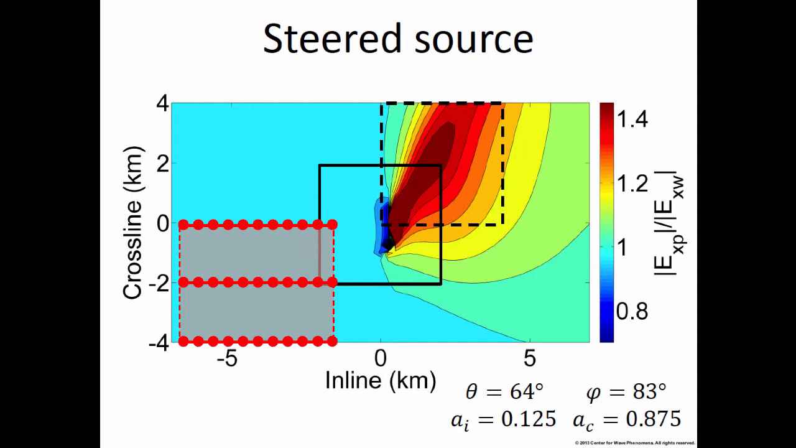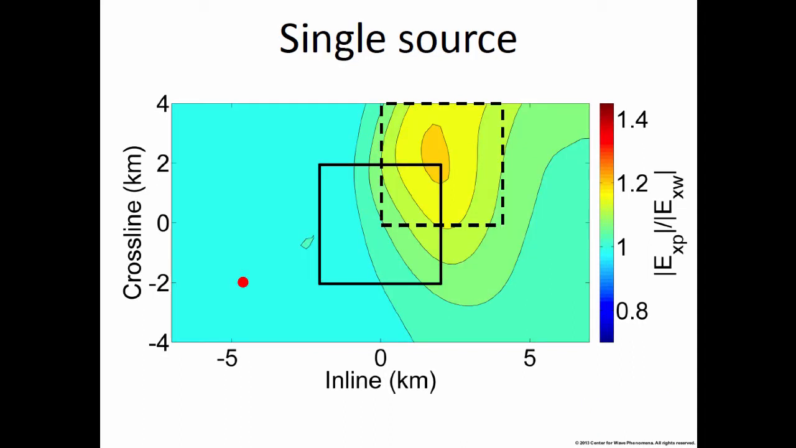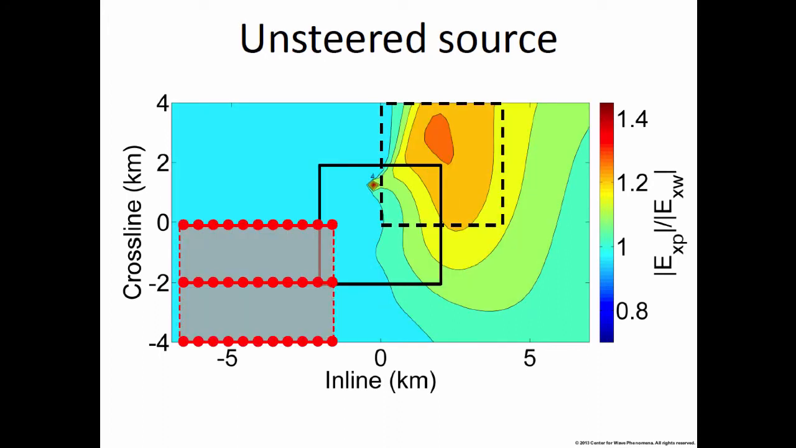But so this average value 2 that we have in the dashed box is equivalent to 100% detectability of the reservoir. And we can compare that to the single source, which has an average value in the dashed box of 1.1, or 10% detectability, and the unsteered source, which has an average ratio in the dashed box of 1.19 or 19% detectability.